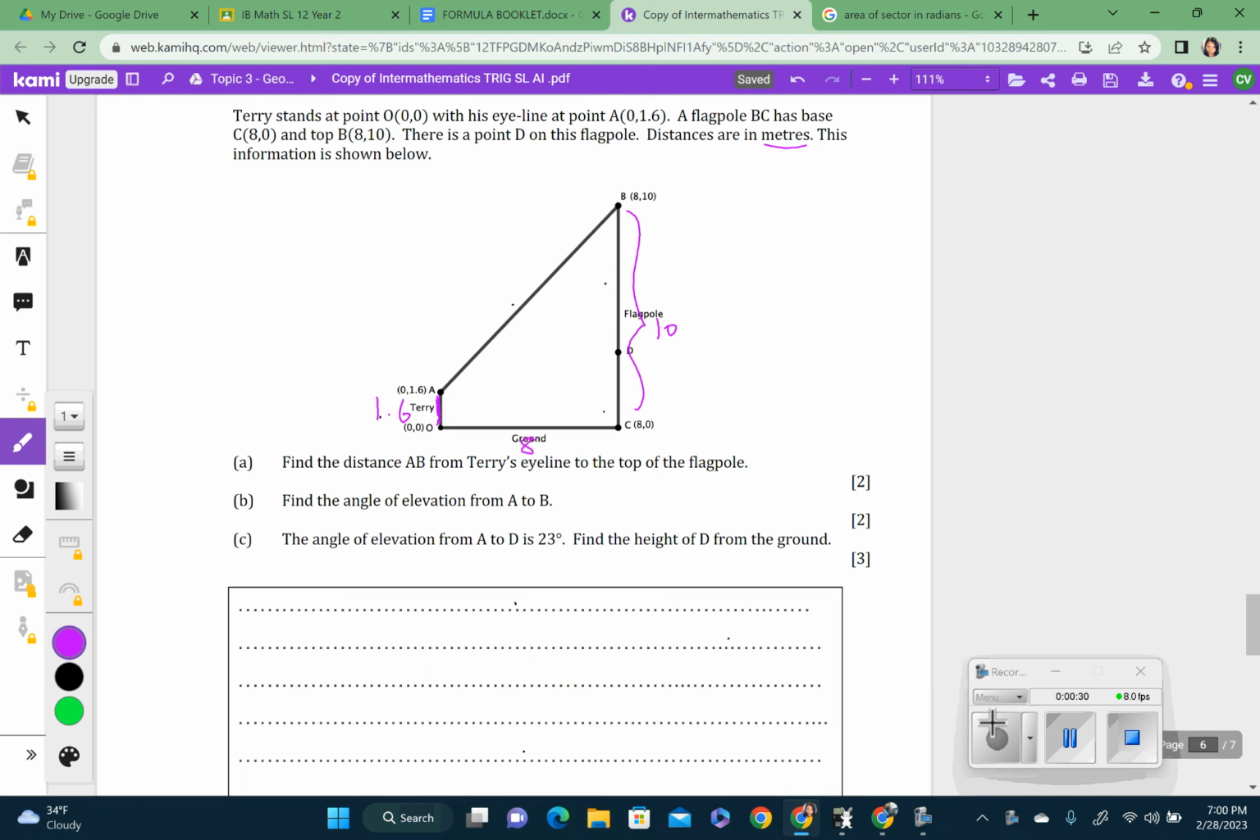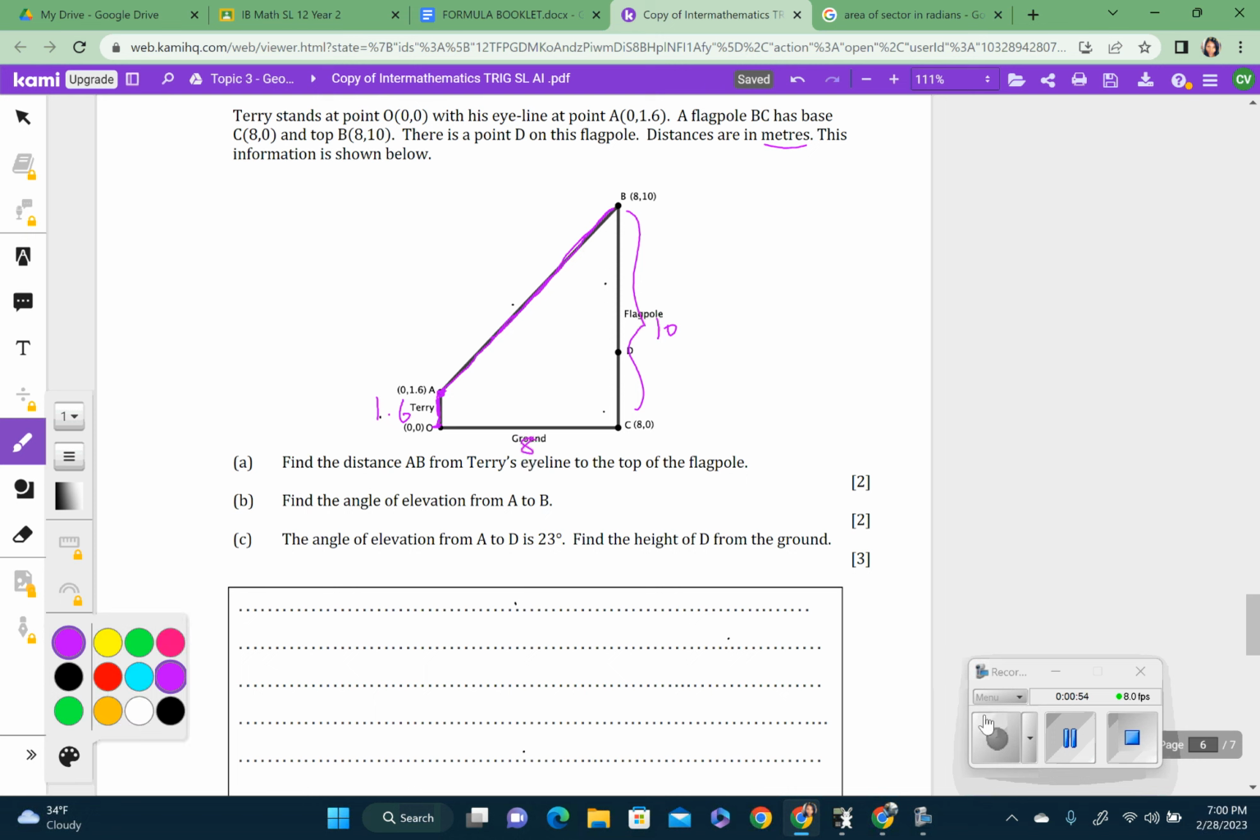Anything else that we can infer? No. All right. So they told us that Terry is standing. This is his eyes. This is his feet. So find the distance AB from Terry's eye line to the top of the flagpole. So here's Terry's eye line to the top of the flagpole. Okay. So this is the flagpole. So we want to find this distance right here.